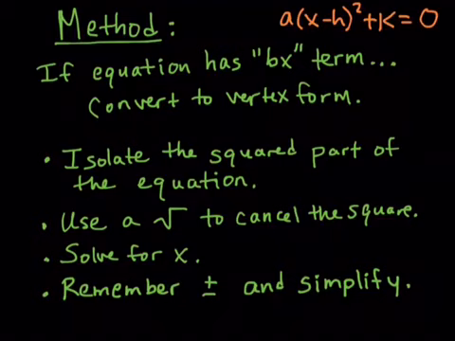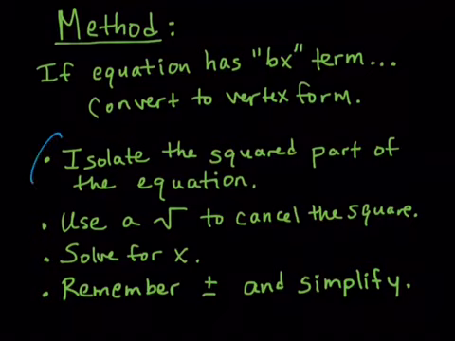If we don't have a bx term, or if the equation is already in vertex form, then you move on to this next set of steps. So in general, we will try to isolate the part of the equation that's squared, that has the exponent of 2 on it. We will use a square root to cancel the square, try to solve for x, and then remember this plus or minus sign. I'll explain that a bit more in the examples, and also remember to simplify square roots.